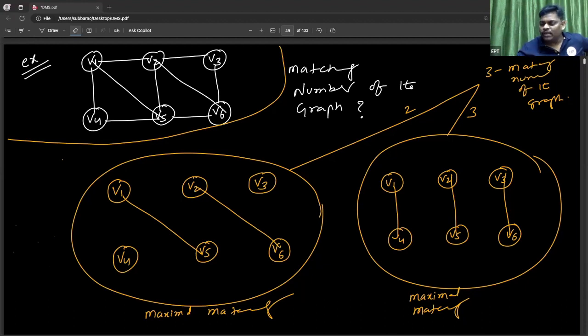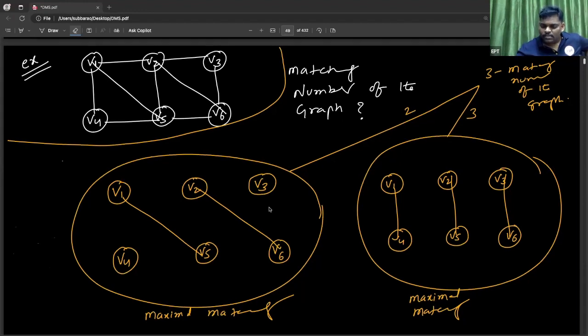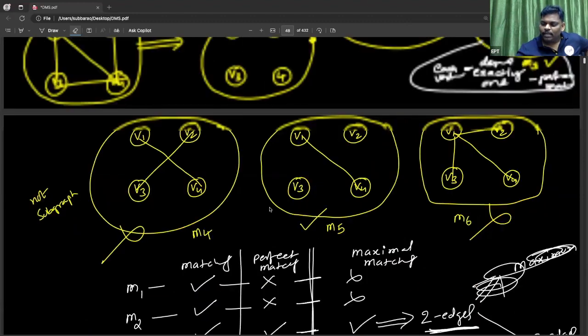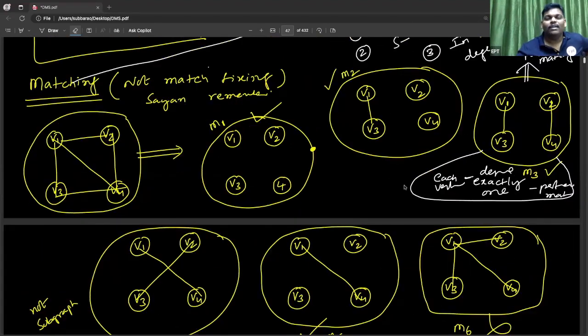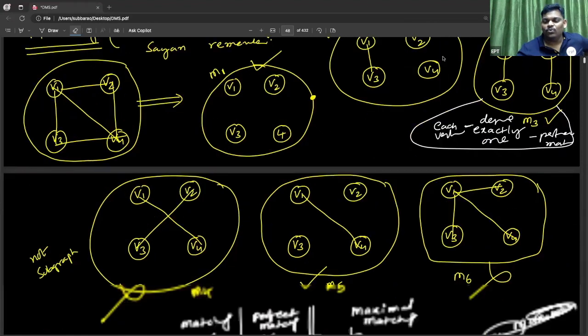Someone is saying no notes for this. What notes do you want, Bhaiya? See, Bhaiya got habituated. I already gave notes, matching definition given, perfect matching definition. I have to say, take note 1, take note 2. Note 1, note 2, note 3.